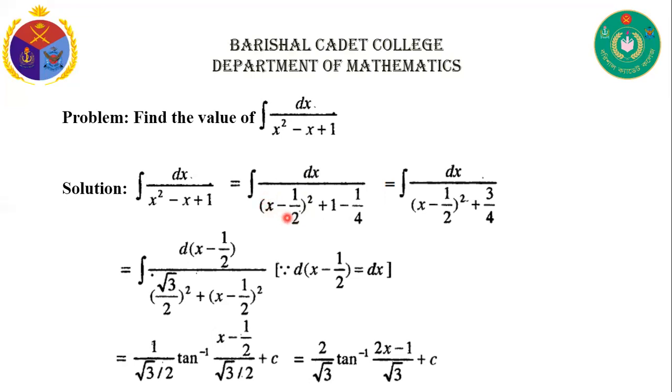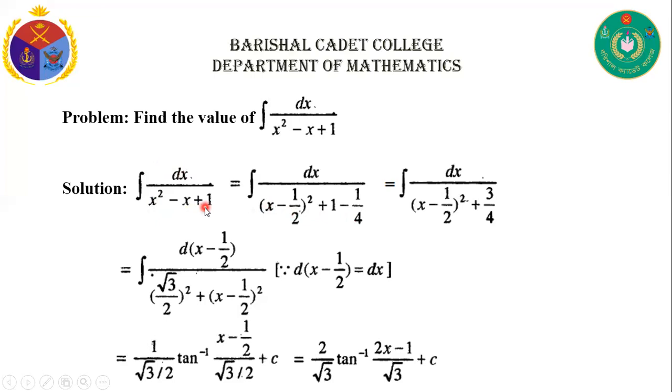Then you choose this part as z, and then this will make z square minus a square, or like the formulas we have, a square plus x square, or x square minus a square, or a square minus x square. So actually we have to build the completing square. So now we solve this problem: dx by x square minus x plus 1.